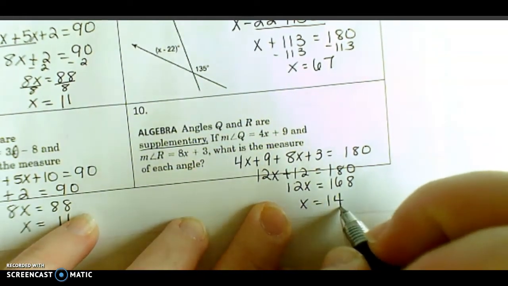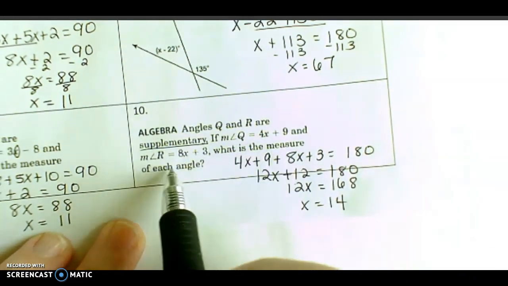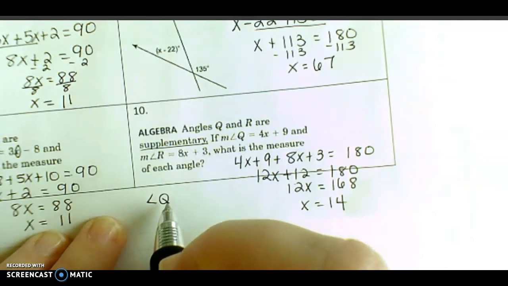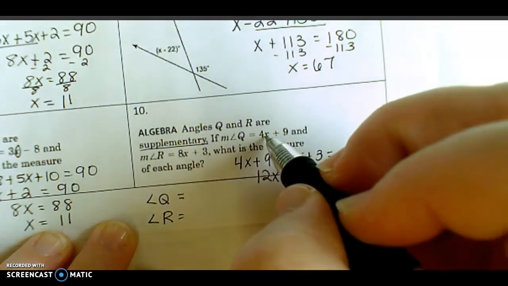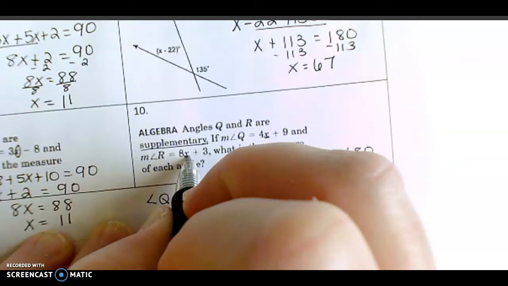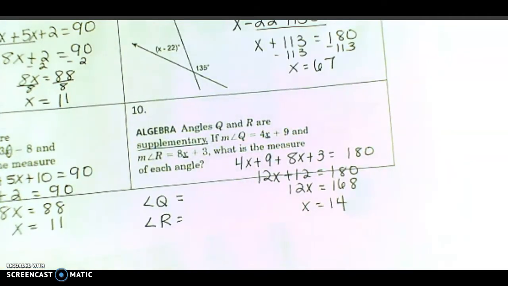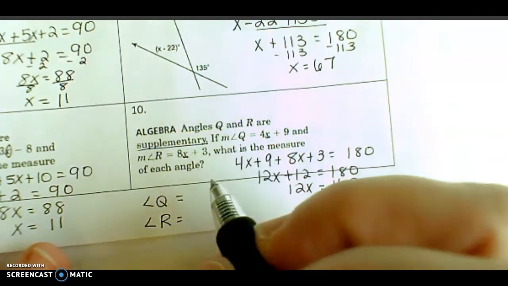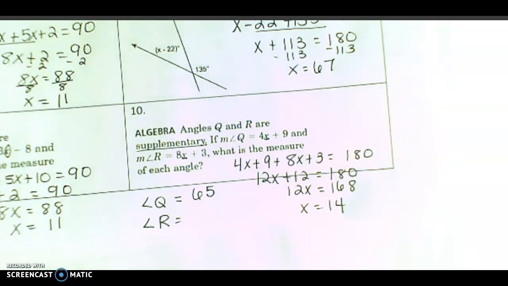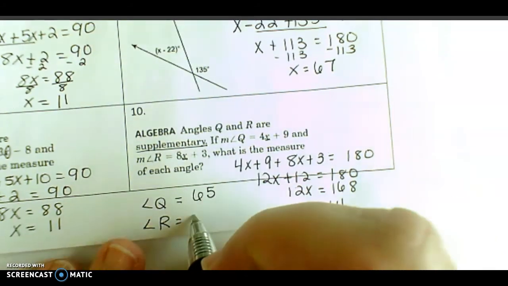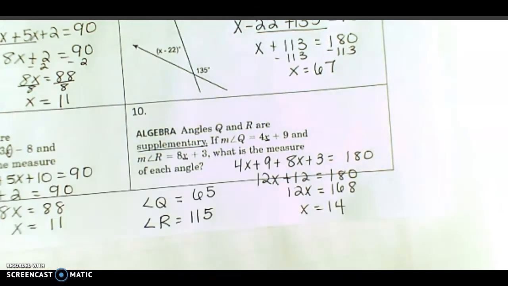So I get 14. Now I'm not finished because it says what's the measure of each angle. So I need to figure out what Q is and what R is. Then I put the 14 where the x is, and then put the 14 there where x is. So I'm going to do 4 times 14 plus 9 to get Q, and then 8 times 14 plus 3 to get 115. And then that's my two answers.